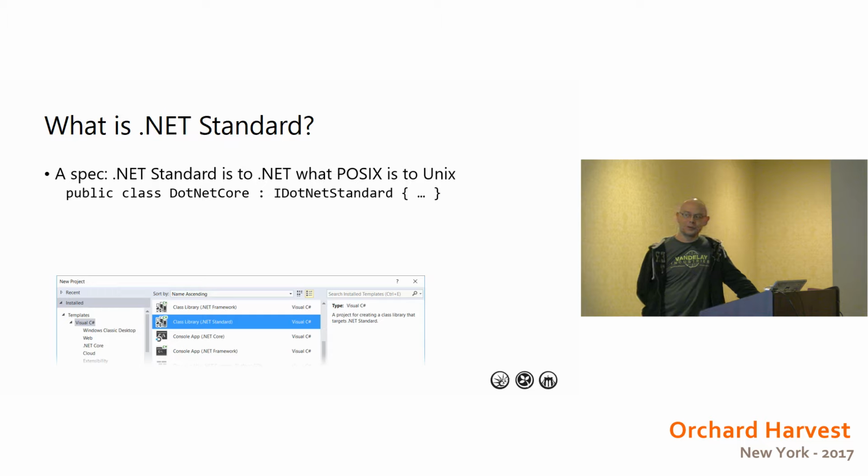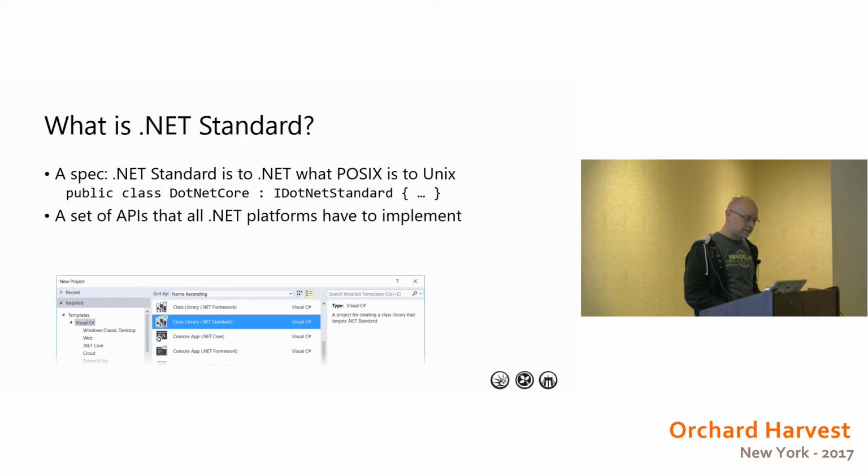So in terms of code, it would look a little like this, where you have the implementation of a contract. So .NET Core or .NET Framework is an implementation, and the .NET Standard is the interface that they implement. So it's a set of APIs, really, that everyone has to implement. So if you target that set of API, you can run everywhere it's implemented.